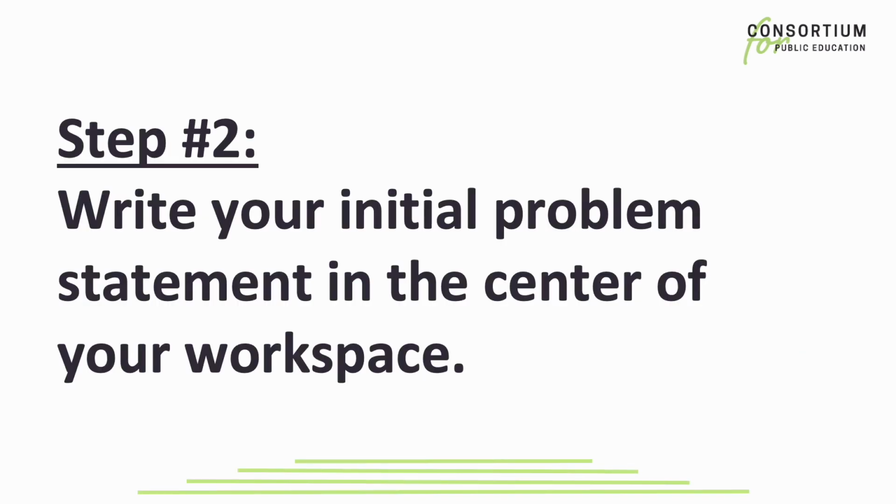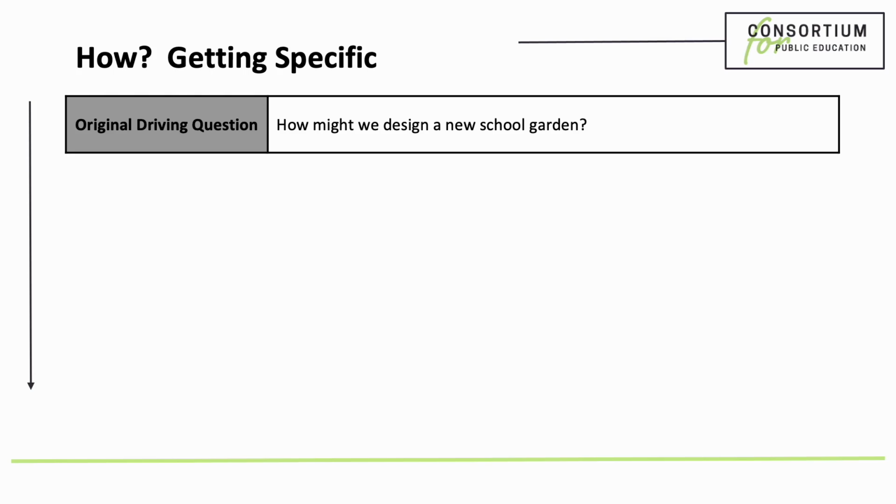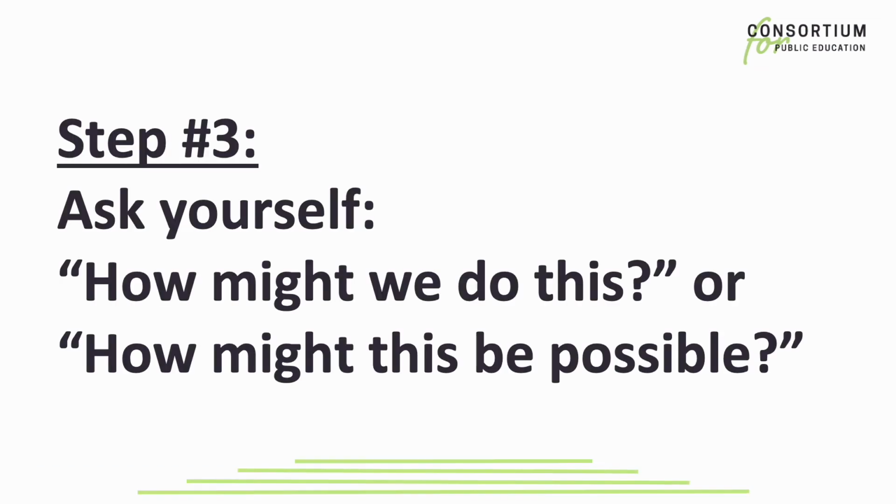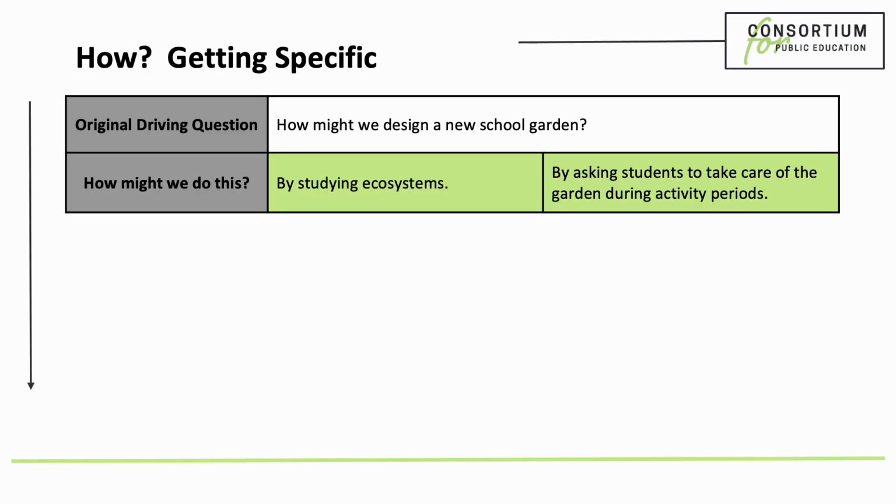You write your initial problem statement in the center of your workspace. And then step 3. Ask yourself, how might we do this? Or how might this be possible? Here, we say, how might we do this? Well, by studying ecosystems. Or by asking students to take care of the garden during activity periods.